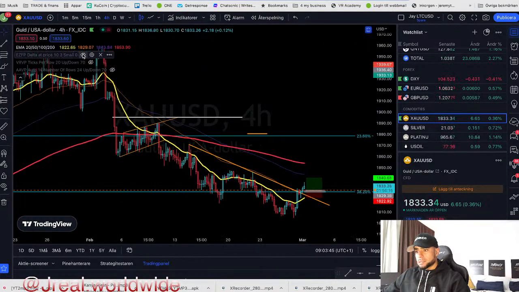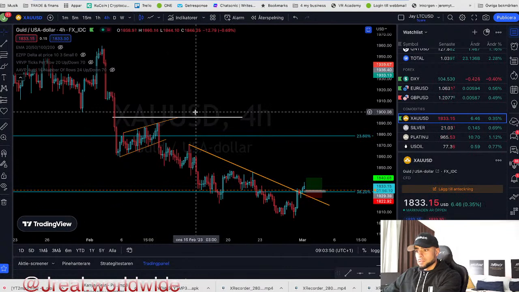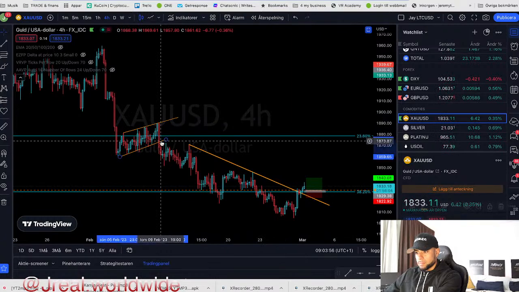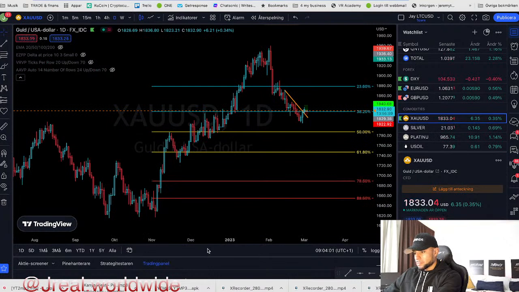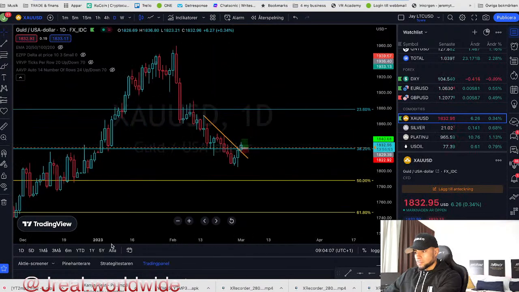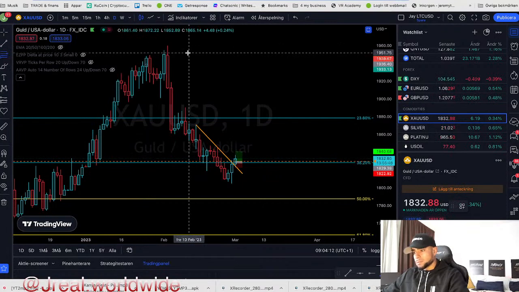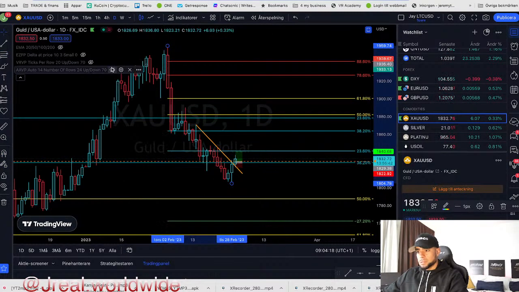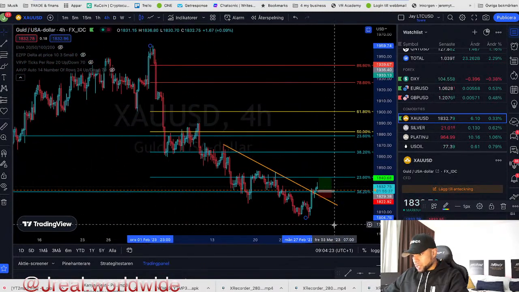So let's clean the chart up a little bit like this. Clean some of this stuff up. All right, cool. Let's do it like this. Let's put Fibonacci from this top to this bottom. Let's go to the 4-hourly time frame so we get a more precise Fibonacci. Yeah, that's good.